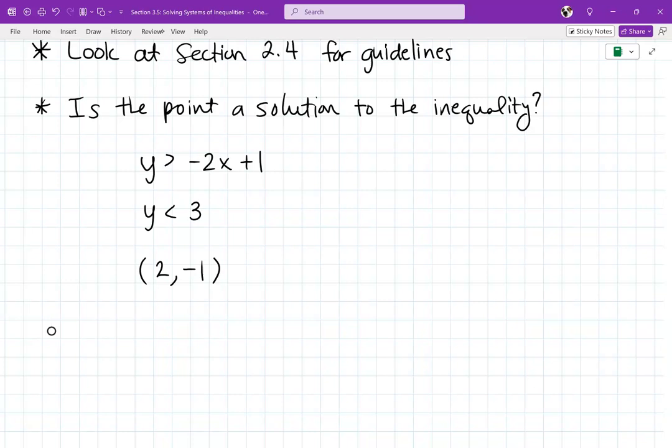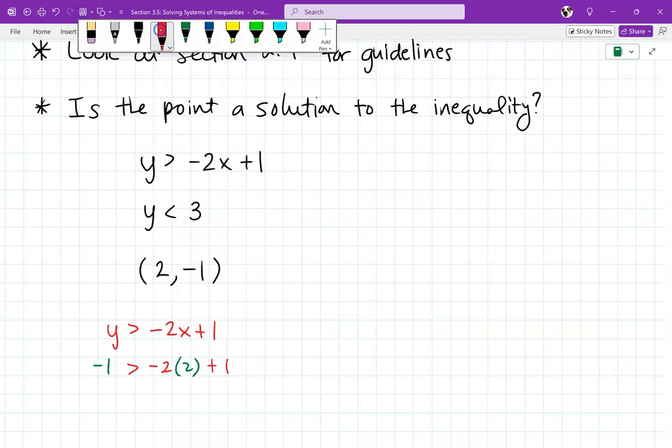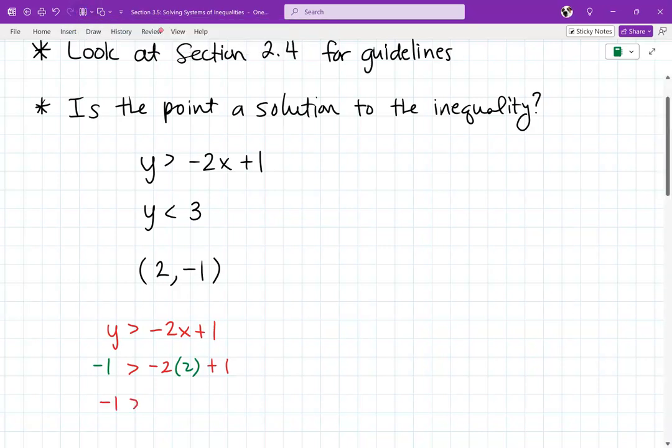So we'll start with the first equation, the top one, okay? So we'll start with this one. And I'm going to plug in a 2 where I see the x's and a -1 where I see the y. So I'm going to write -1 greater than -2 times 2 plus 1. Actually, let me just change the color, so that in case people are seeing this at home, they'll know where those points went. Okay, so -1 is greater than -4 plus 1. So -1 is greater than -3. True or false? -1 is greater than -3.